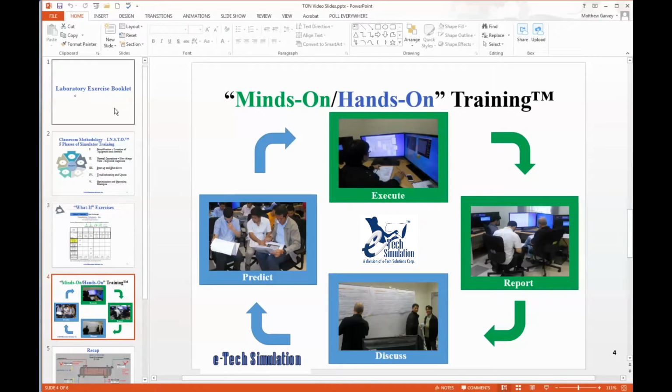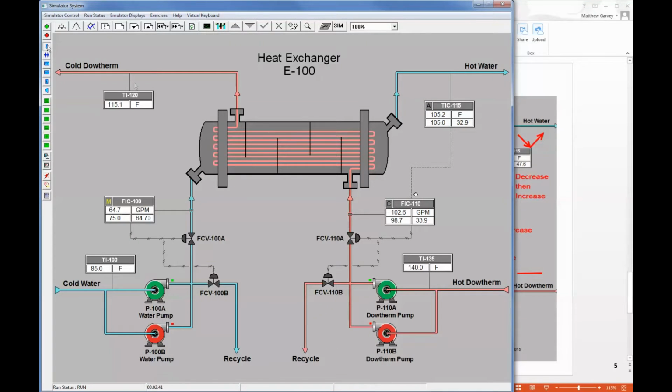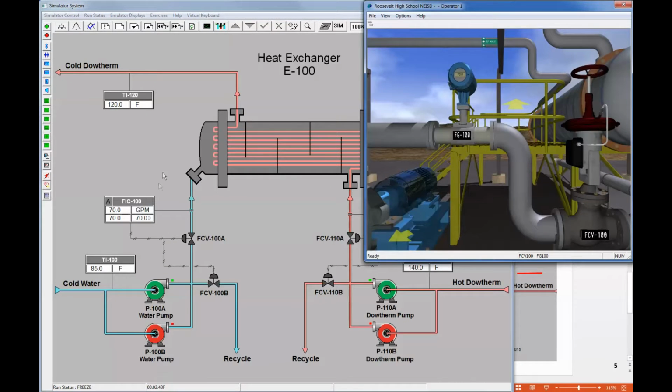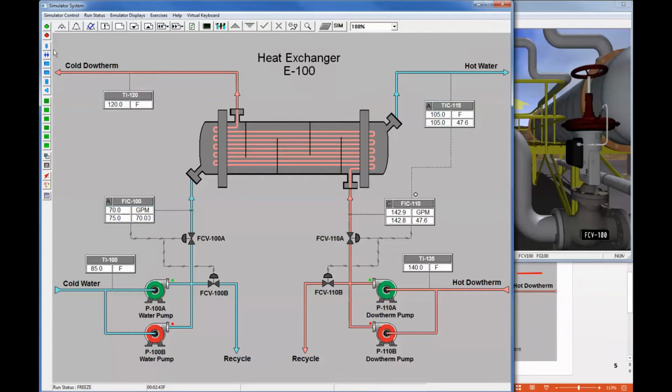So now if we go back to the DCS, we can test this what-if exercise. So if I put it into design conditions, and we increase the flow rate of water going in, we notice that initially the outlet temperature takes a hit. Because this temperature is cascade controlled, the diatherm flow increases to get back to the design temperature. Because the whole system got colder with the increase of water, the outlet diatherm temperature also initially drops.